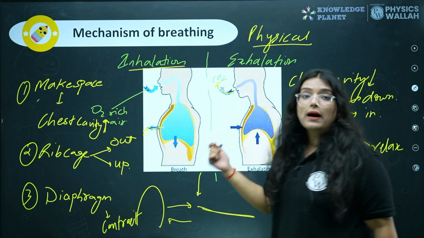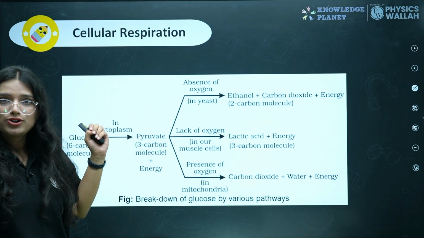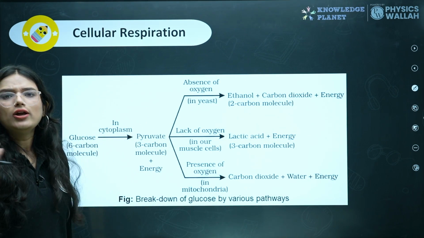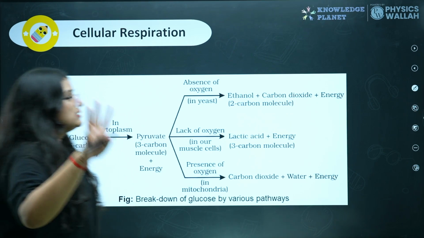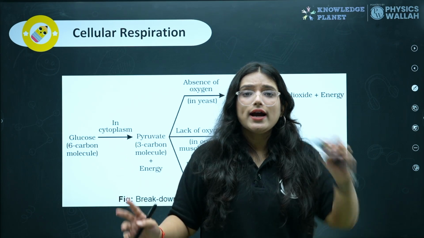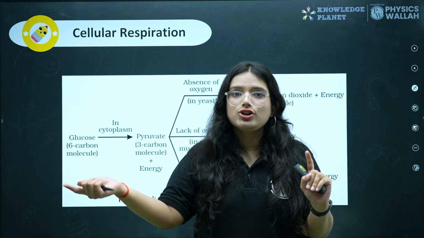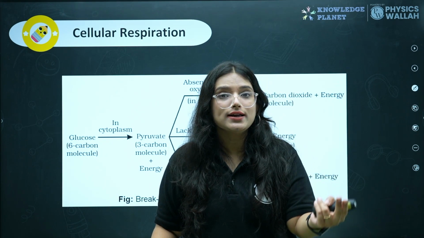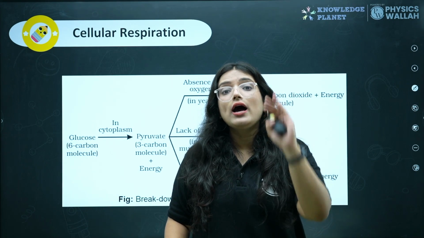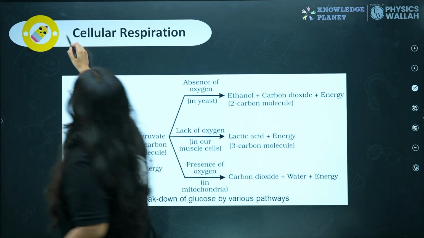So let's talk about the next process, which would be cellular respiration. Now what do we mean by cellular respiration? See, respiration in the entire process is a physicochemical process, right? It involves 3 steps. First one was breathing, inhalation, exhalation. Second one was gaseous exchange that was taking place through the alveoli. Third is your cellular respiration.